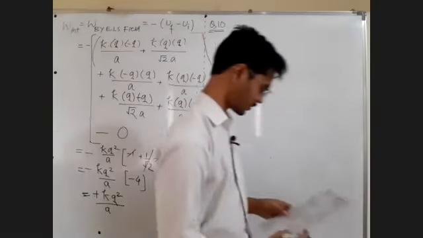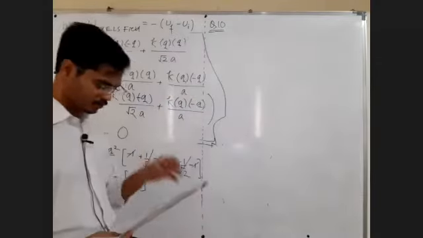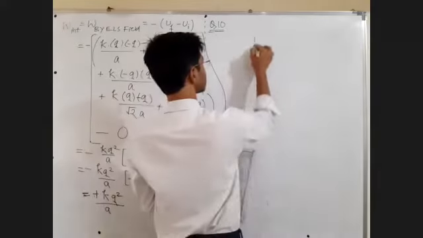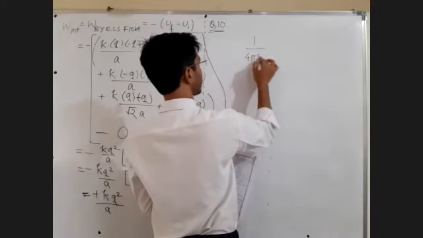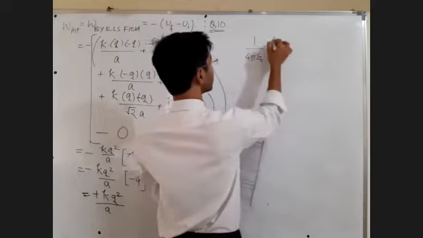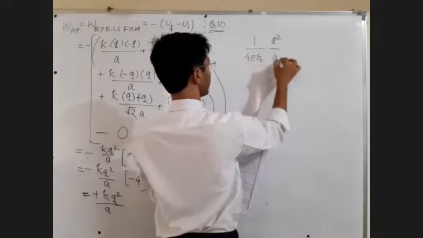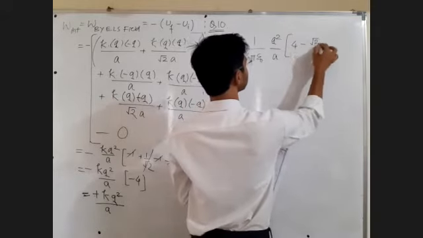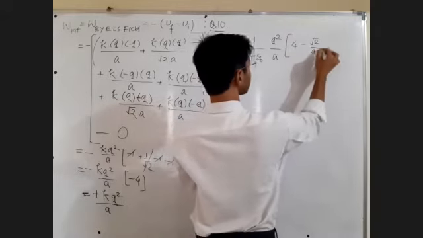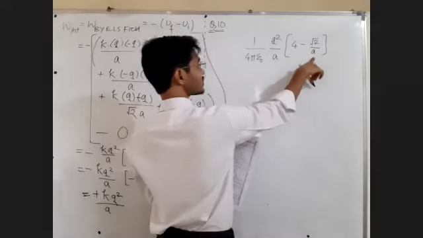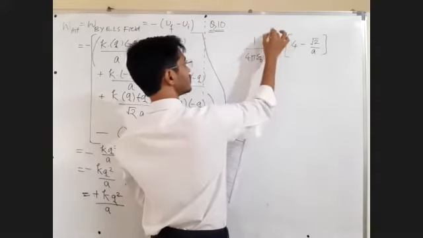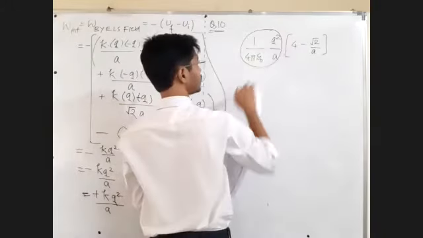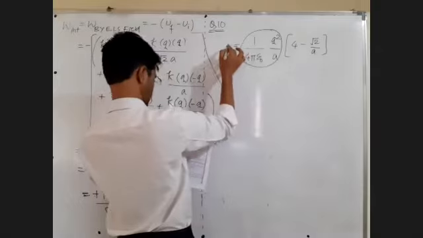One step they have done, but the final answer, their answer, our answer, they have written something like this. Their answer is this: 1/4 pi epsilon 0 q square upon a into bracket 4 minus root 2 upon a. A has some unit, 4 is unitless. This is actually the unit of energy. This will actually give you the unit of energy. And that's the final answer.